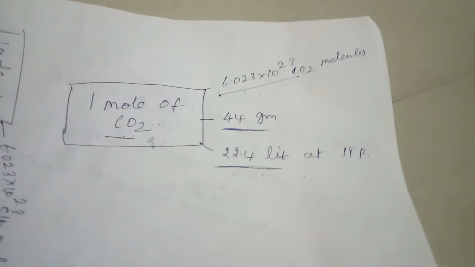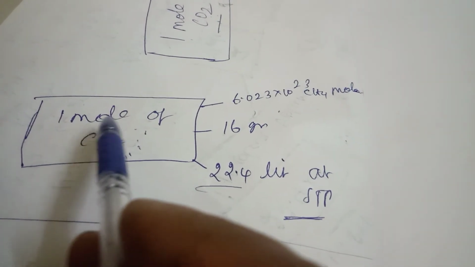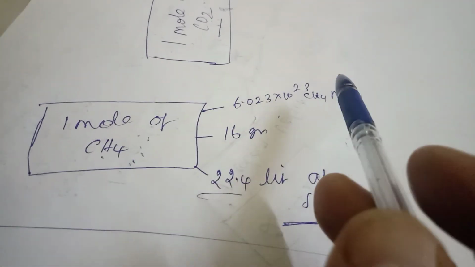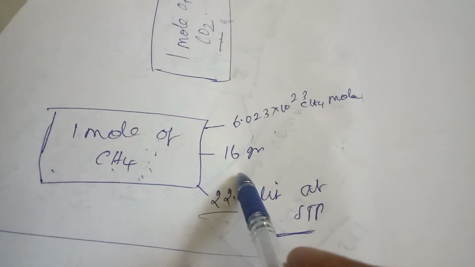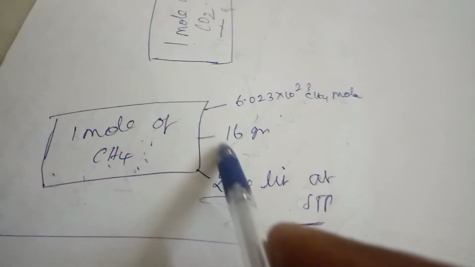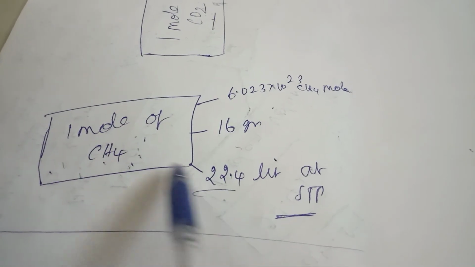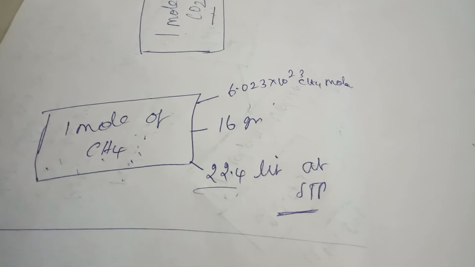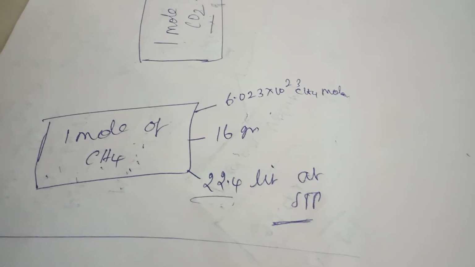Very clear? Then I take methane. 1 mole of methane I have. So 1 mole of methane is equal to Avogadro number of methane molecules. 1 mole of methane is equal to 16 gram of methane, because its molecular weight is 16 gram. Then 1 mole of methane is equal to 22.4 liter at STP. Okay, I think you are very clear about the mole concept, dear friends.